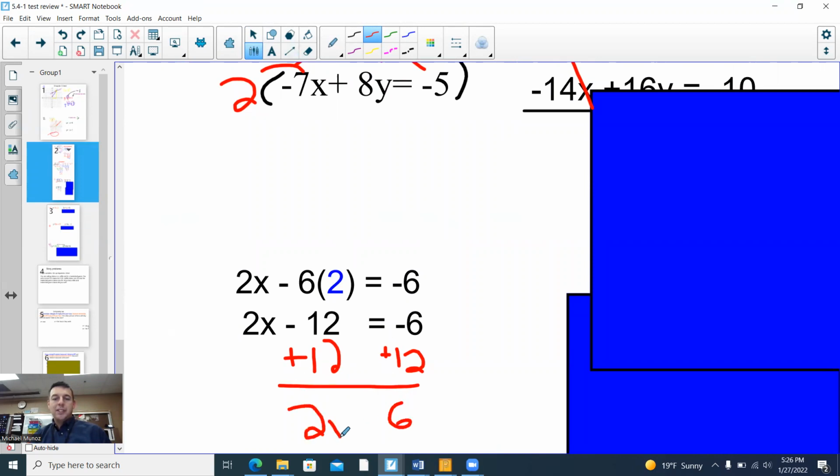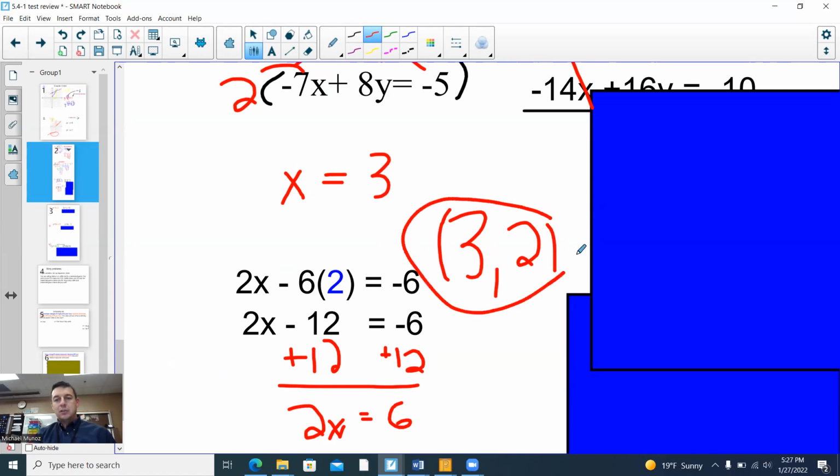I'll bring my 2x down. Last step is I'll divide by 2, and 6 divided by 2 is 3. So now I know that x equals 3. So I know x is 3, y is 2. That's my answer. This is supposed to be a parenthesis.